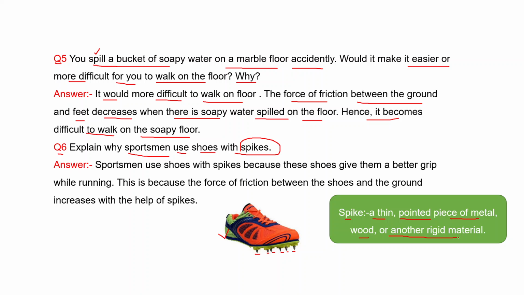This is called a spike. Now answer is, sportsmen use shoes with spikes because these shoes give them a better grip while running. Why better grip? Because they interlock tightly. That's why better grip is there. This is because the force of friction between the shoes and the ground increases with the help of spikes.